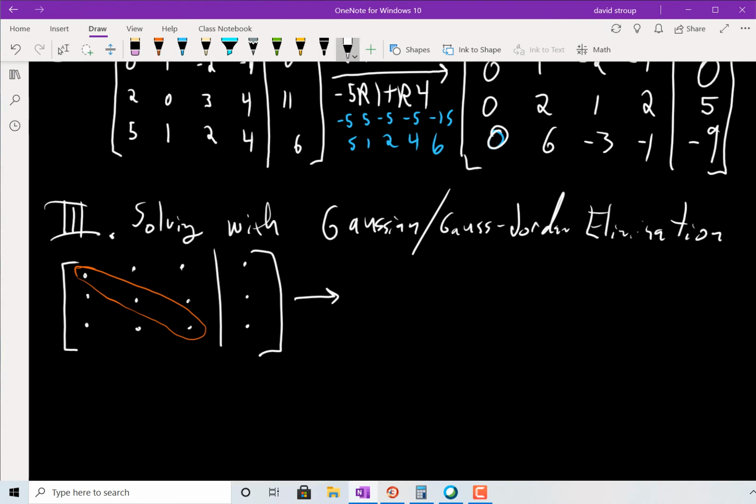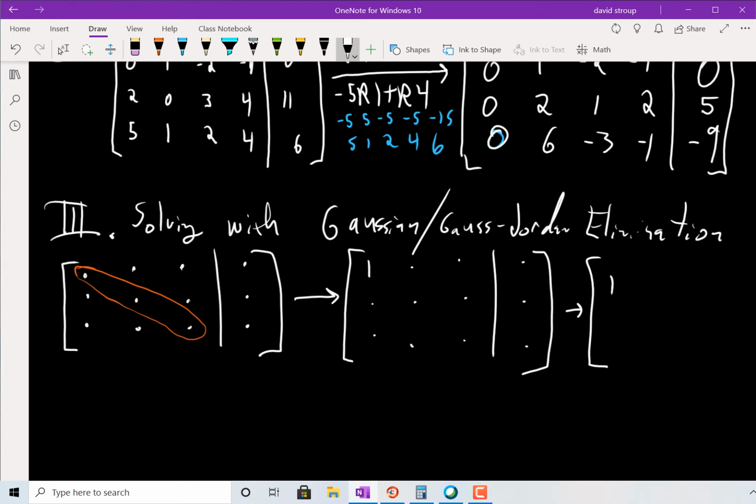In order to make that happen, the first thing you want to do is get a 1 in that first pivot position. And then pretty much whatever everywhere else. And then below it, you want to get 0s. Okay? So you get 1, blank, blank, blank. But then you get 0s below it, okay? Using addition of rows.